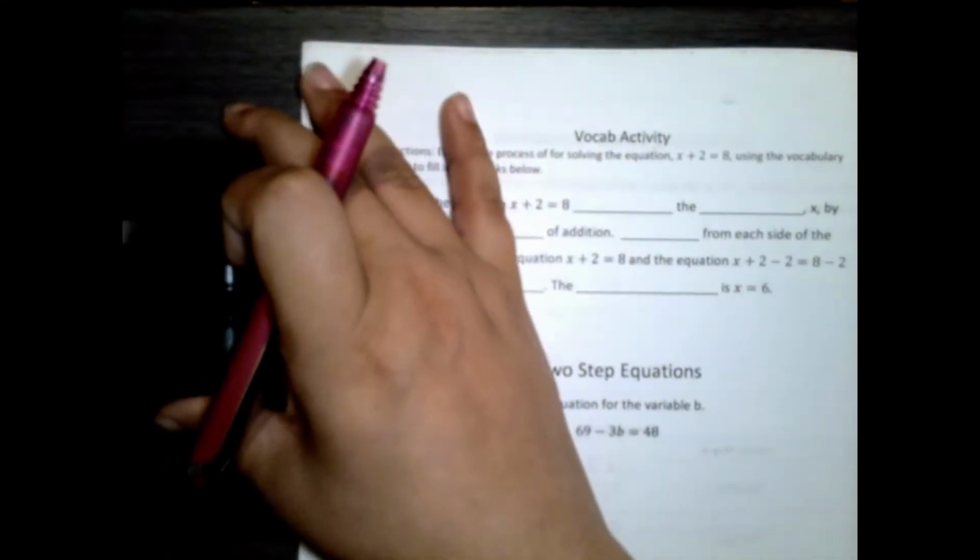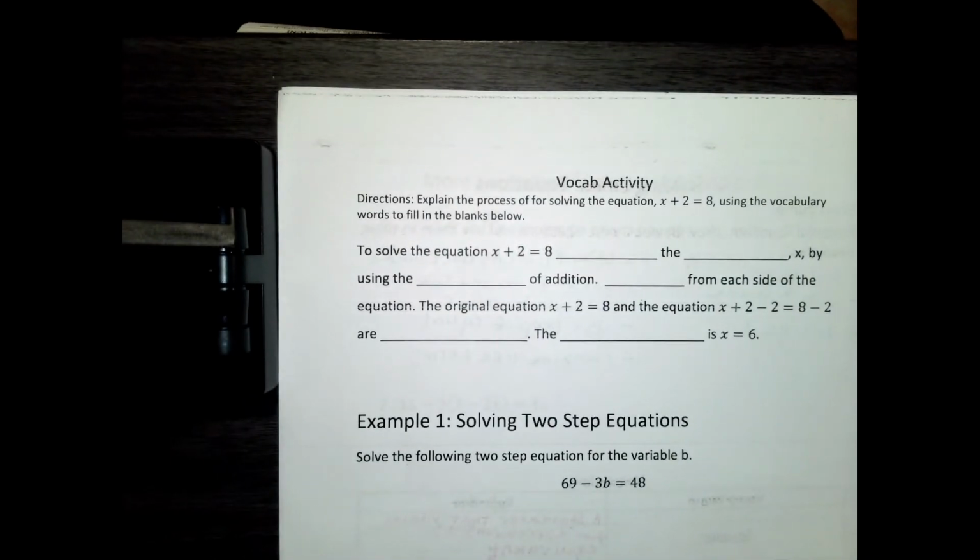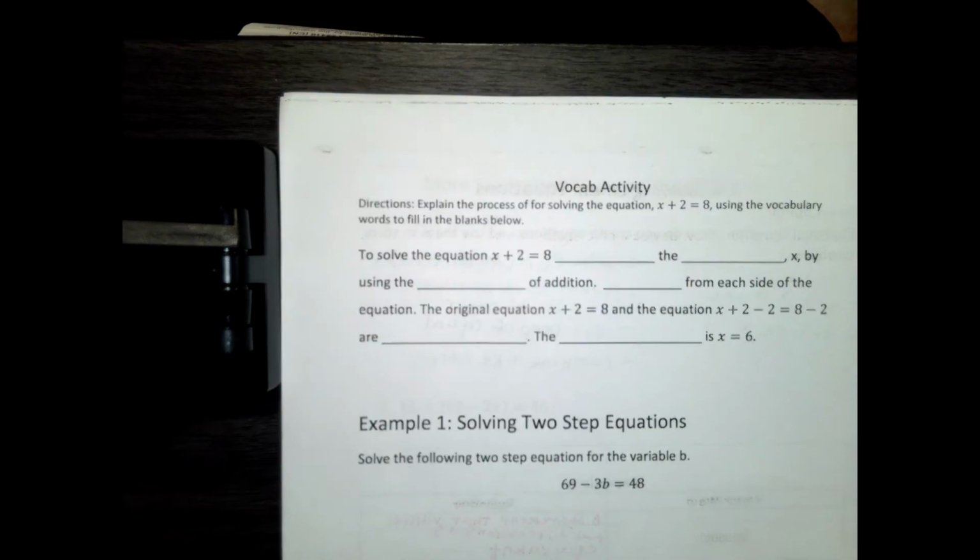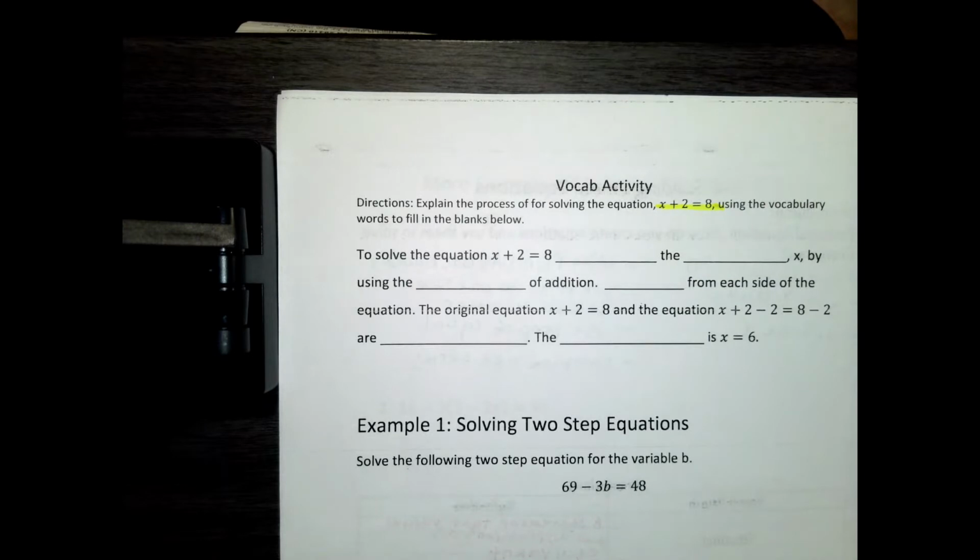So we just had a lot of fun with some new vocab words. Now let's put those vocab words into practice. Let's use our vocab words to fill in our blanks here. It says, explain the process for solving the equation x plus 2 equals 8. So I'm going to highlight that so we know that's our big deal, using the vocabulary below. So we're going to solve it by talking through what's going on.